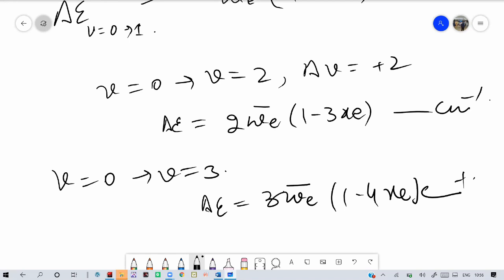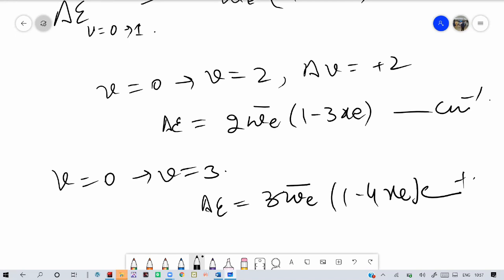And you see that there is a pattern in this case. In the first case, you have seen it is omega e into 1 minus 2 xe. Then in the second case, it is 2 omega e into 1 minus 3 xe. Then in the third, it is 3 omega e into 1 minus 4 xe. So there is an increase every time, but these correspond to a band of absorption lines for nu equal to 0 to higher energy levels.